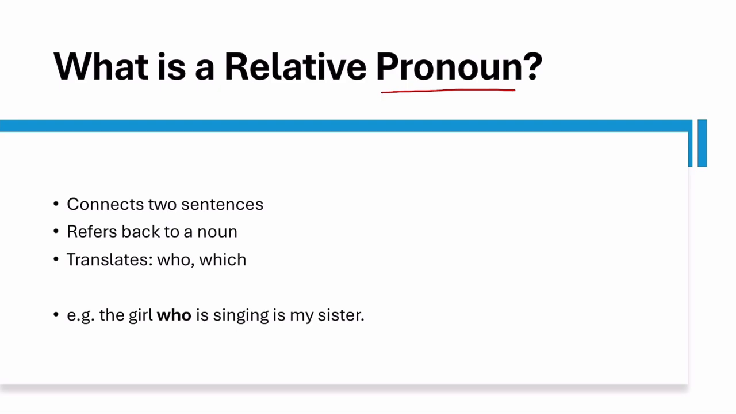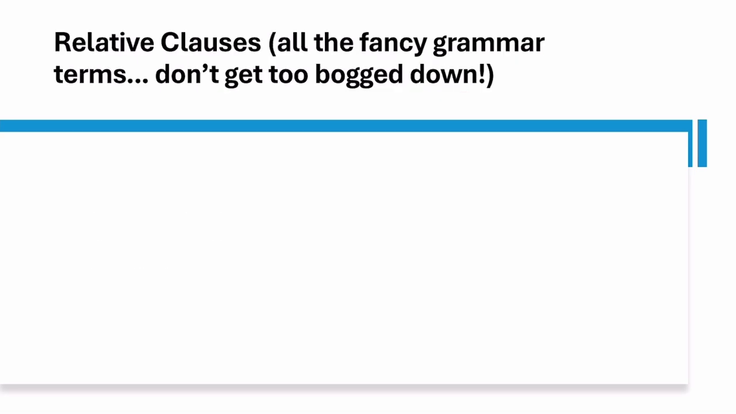And you can see here we have our main sentence, the girl is my sister. That makes sense on its own. And who is singing is a subclause. What that means is it's a clause that cannot stand on its own. It is subordinate to the main clause. So, as I say, don't get bogged down here by all our fancy grammar terms. They really aren't essential to learn when you're starting Latin. It's just if you want to know them, I have put some of them in.